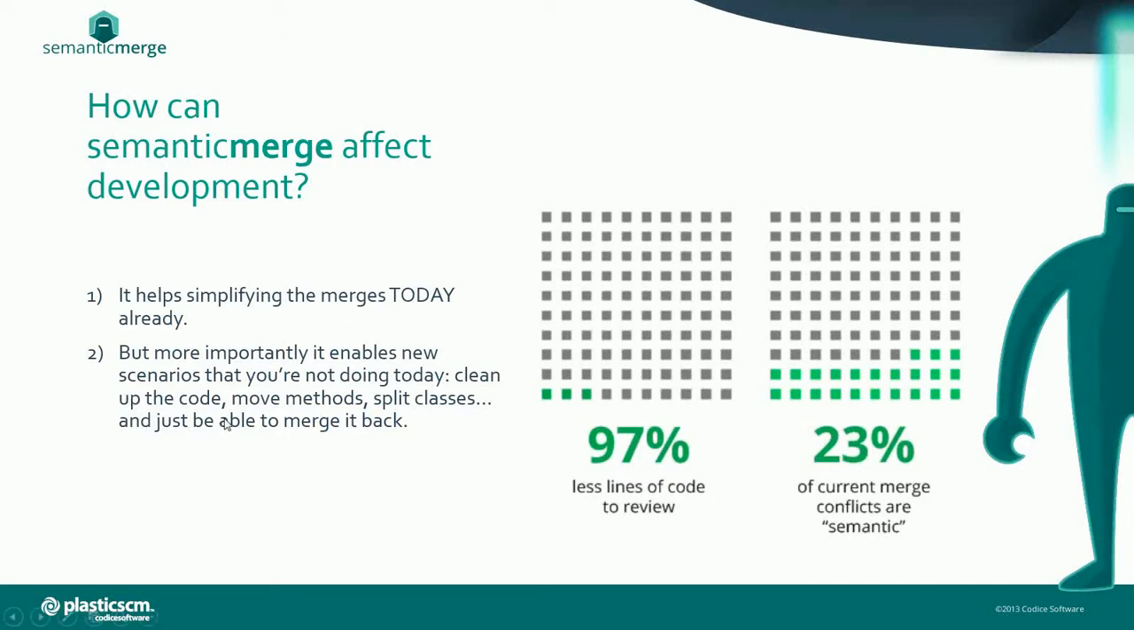Okay, but most importantly for me, it will be able to help you with scenarios you are simply not doing today, right? For instance, moving your methods, splitting a class or something like that, and then going and merging. Something that is simply a nightmare today is completely doable with Semantic Merge, right? So I expect that the people using Semantic Merge on a daily basis will be able to focus more on just cleaning up the code, making it maintainable and readable, and forgetting about whether it's going to be a mess to merge it back, because they will be able to do it.